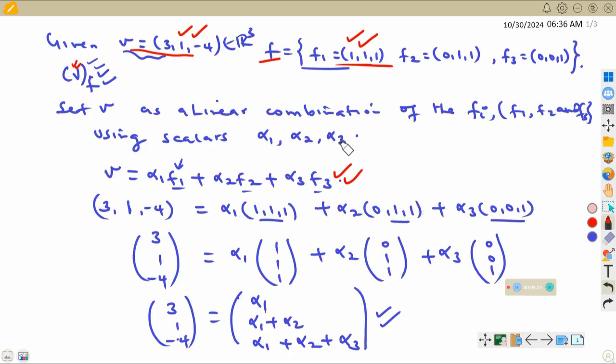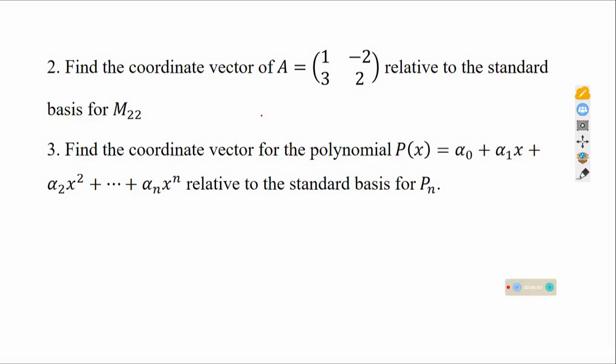Let us look at another example. In our next example, we shall talk about the matrix space. We need to find the coordinate vector of A relative to the standard basis for M22. So we need to know what the standard basis of M22 is before we get the coordinate vector.